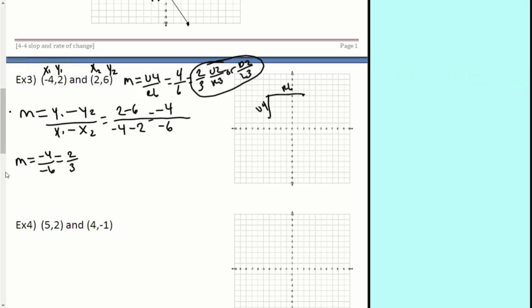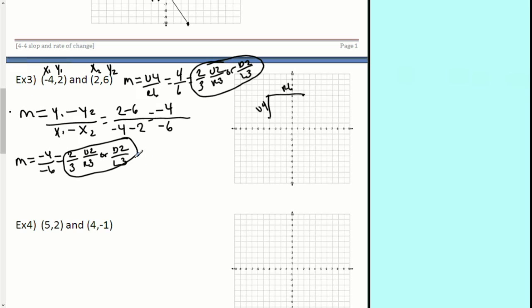Okay? So the slope of this line is 2/3, which means positive 2 means up 2, positive 3 means right 3, or opposite of up is down 2, opposite of right is left 3. Same exact thing either way. But if they give you the points, the way I want you to solve these is by using the slope formula.